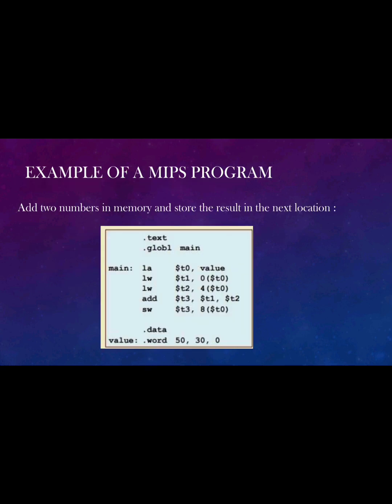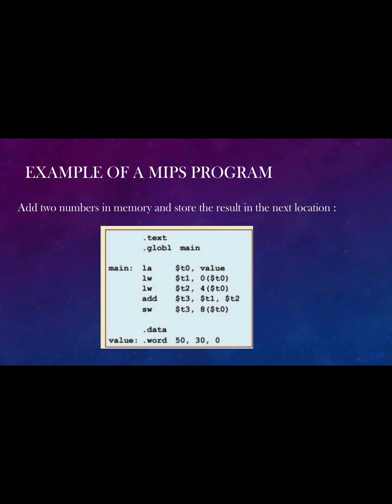Now we will see the basic examples of MIPS program, that is add two numbers in memory and store the result in the next location. As we can see in the code given below, .text is the directive that indicates the following part of the code is for program instructions. Second, .global main, this declares main as the global symbol. Then comes main, that is the start of the main function in which the program is written.